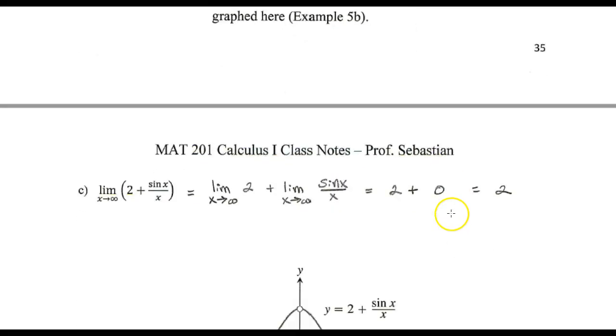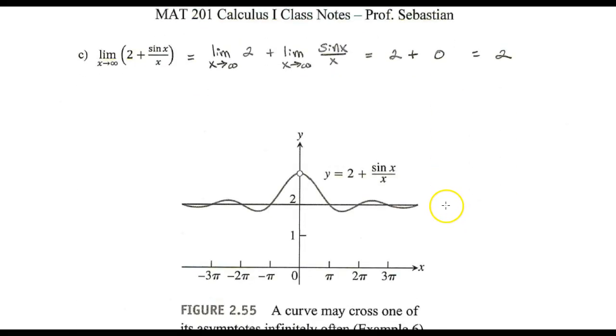Okay, so that's that one. This next one's pretty simple to evaluate, but it's just an interesting function that we use all the time. It's a dying out oscillation. So the limit as x approaches infinity of 2 plus sine x over x. So I have a sum of two functions, so I can take the limit of the first guy, the limit as x approaches infinity of 2. The limit of a constant is just that constant, 2.